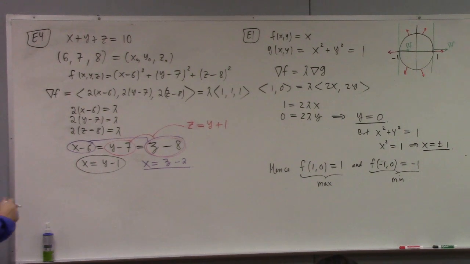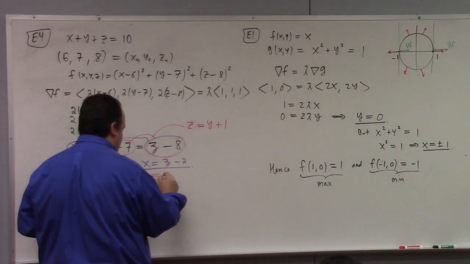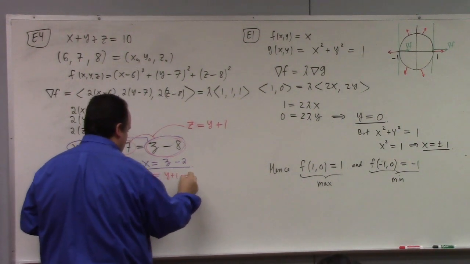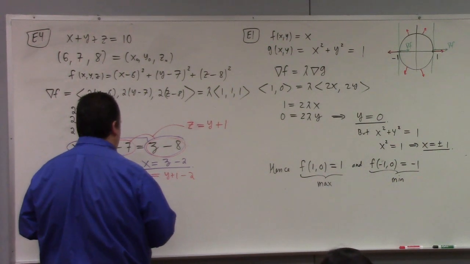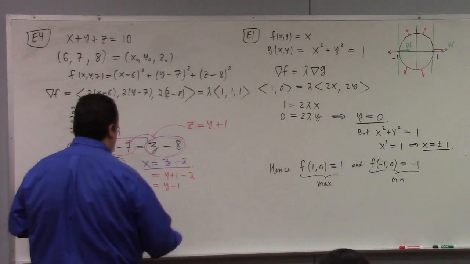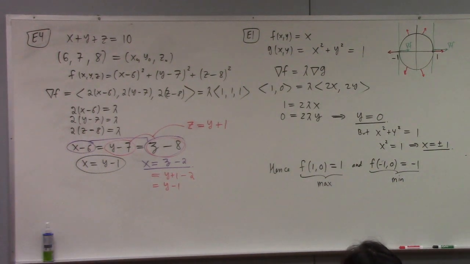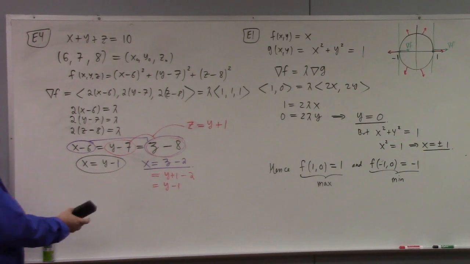So if I take that and I shove it down in here, I get x is equal to y plus 1 minus 2, which is also known as y minus 1. That's not helpful. Check that out. Yay, back where I started. Hooray. Okay, so let me pause for a second here, develop a strategy.